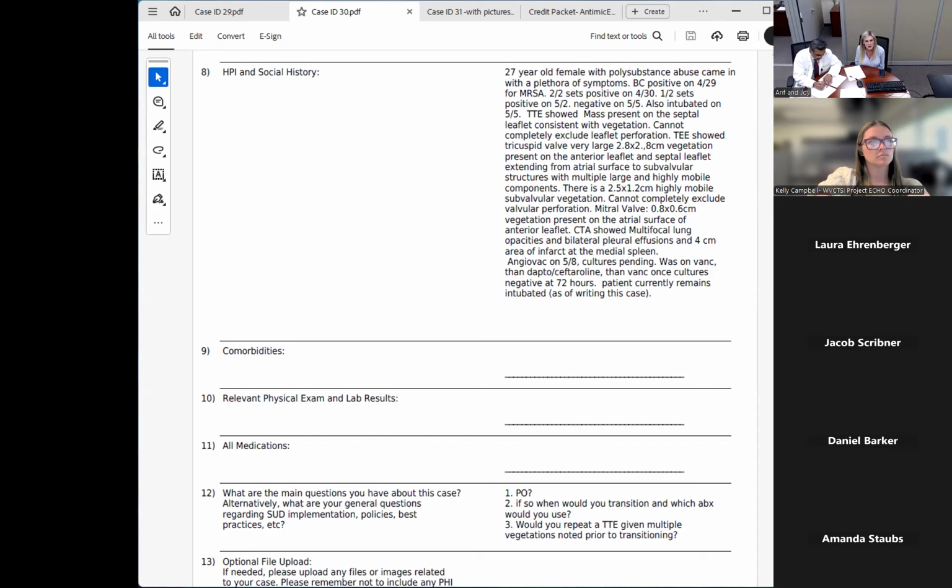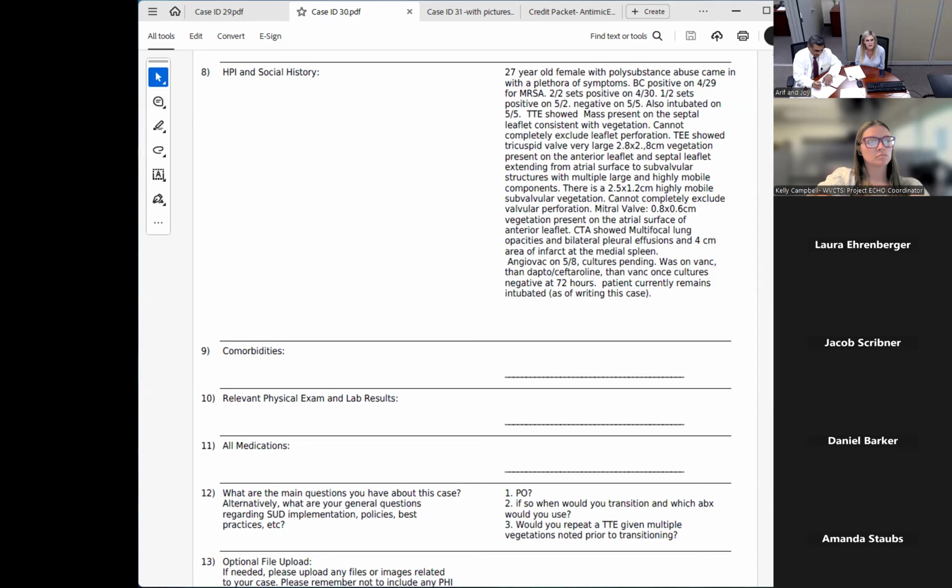And then TEE showed a very large 2.8 by 2.8 centimeter vegetation on the anterior leaflet and septal leaflet extending from the atrial surface to subvalvular structures with multiple large and highly mobile components. Also noted a 2.5 by 1.2 centimeter highly mobile subvalvular vegetation. It doesn't completely exclude valvular perforation. She didn't really act like a perf. Mitral valve had a 0.8 by 0.6 centimeter vegetation on the surface. This time had tricuspid and mitral valve as well. CTA showed multifocal lung opacities, bilateral pleural effusions, and infarct in the spleen.